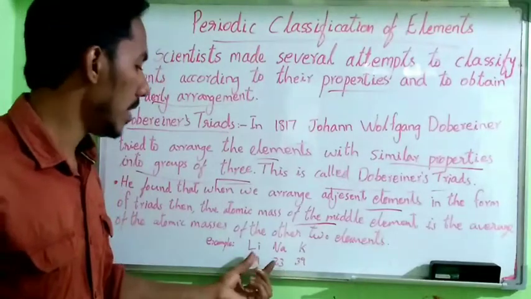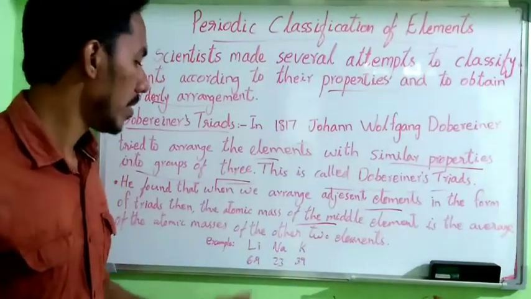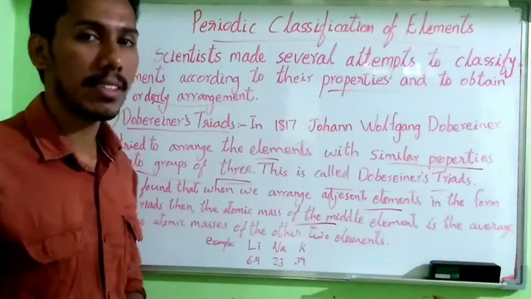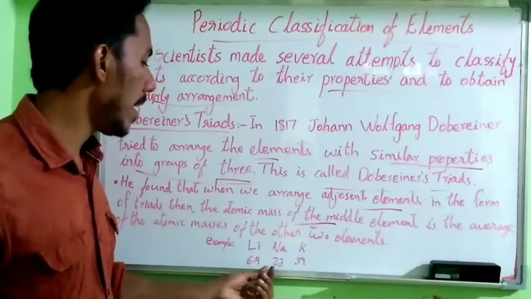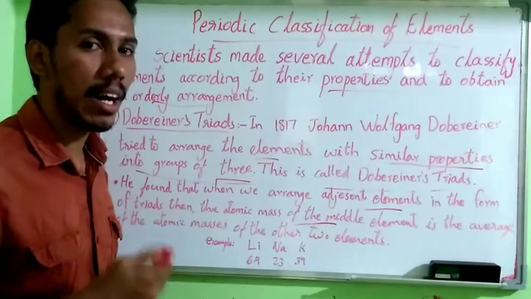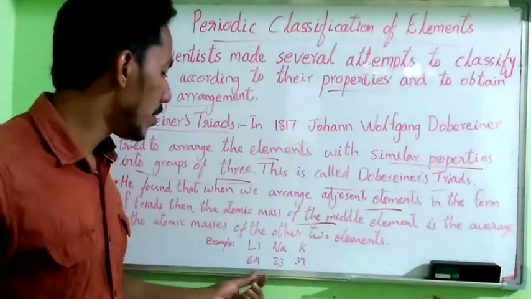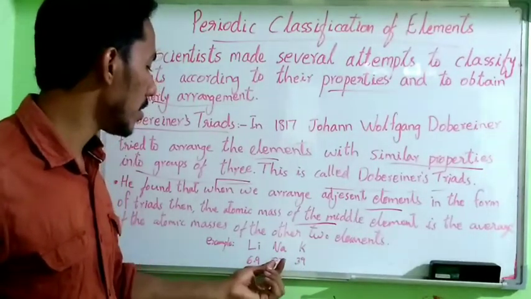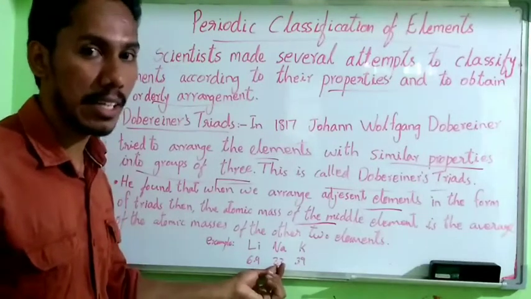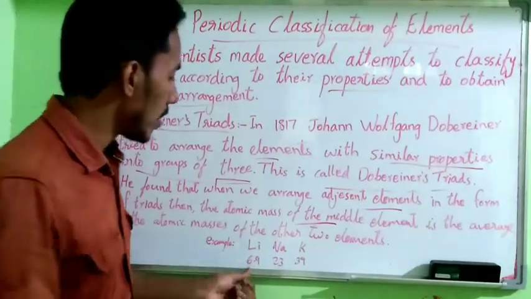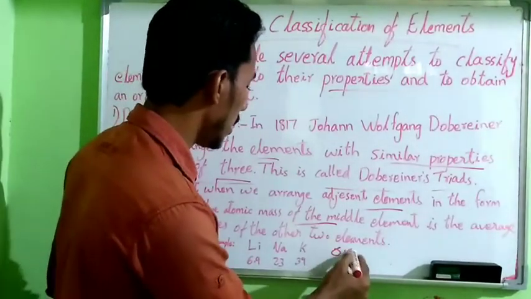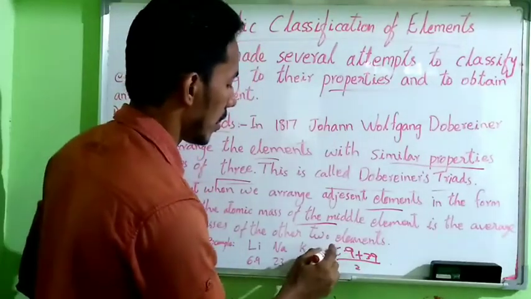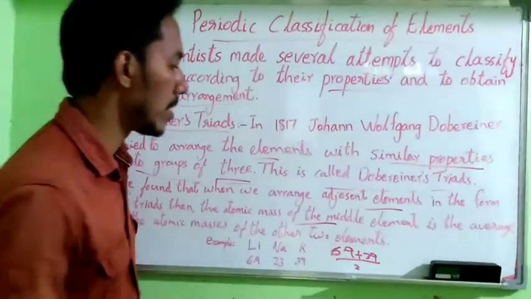Let us take an example for Dobereiner's triad: lithium, sodium, potassium. The atomic masses are 6.9, 23 and 39. He argued that the average of the two outer elements is almost the same as the atomic mass of the central element. Let us take the average of 6.9 and 39. That is 6.9 plus 39 divided by 2. How much is it?